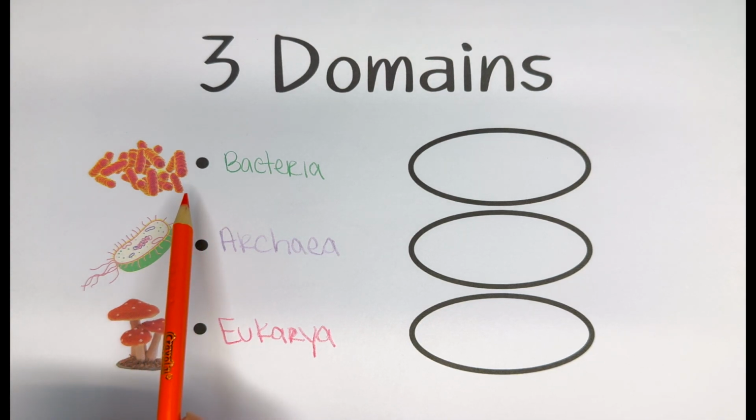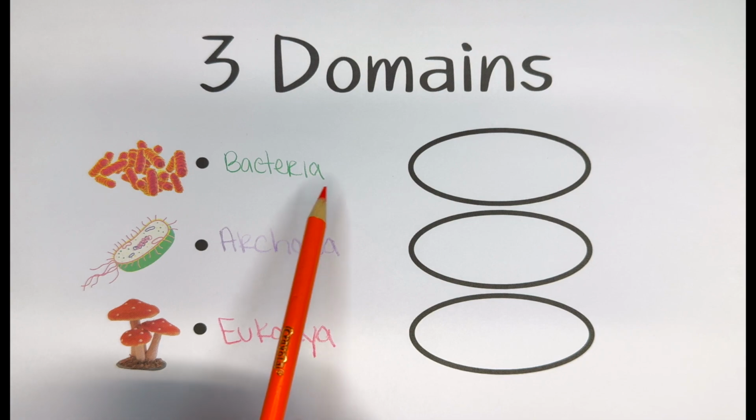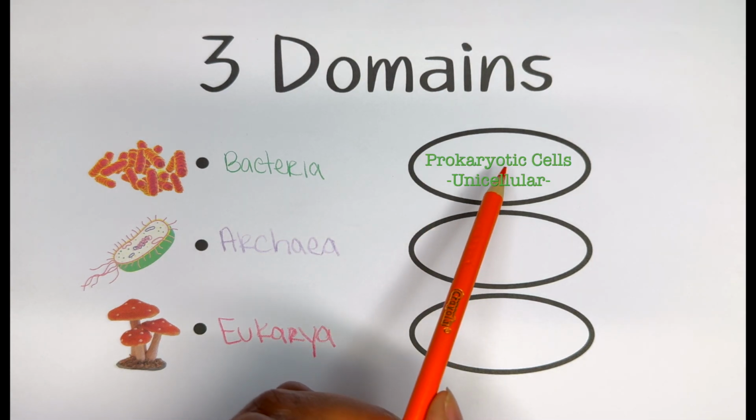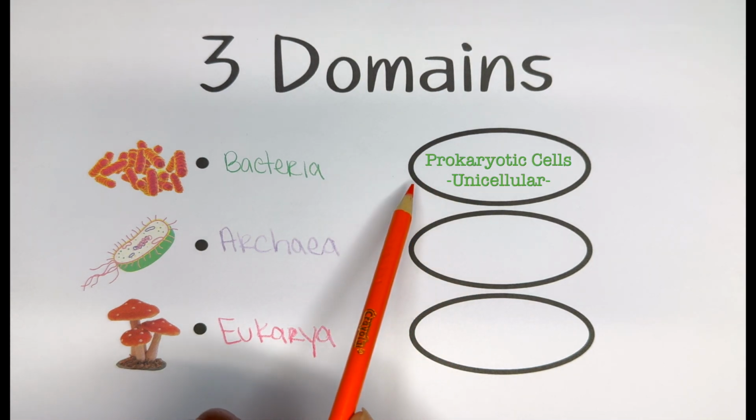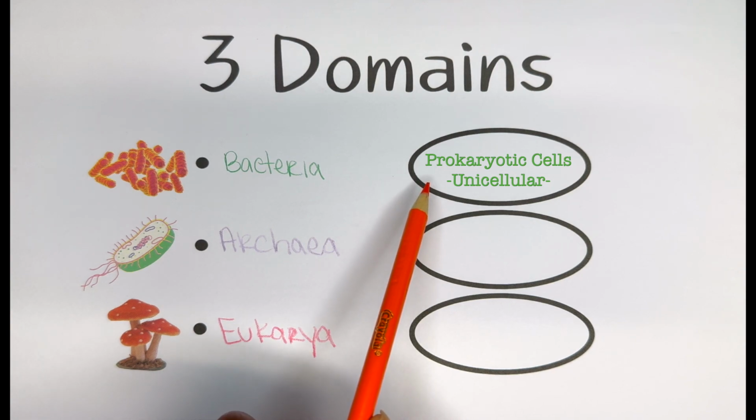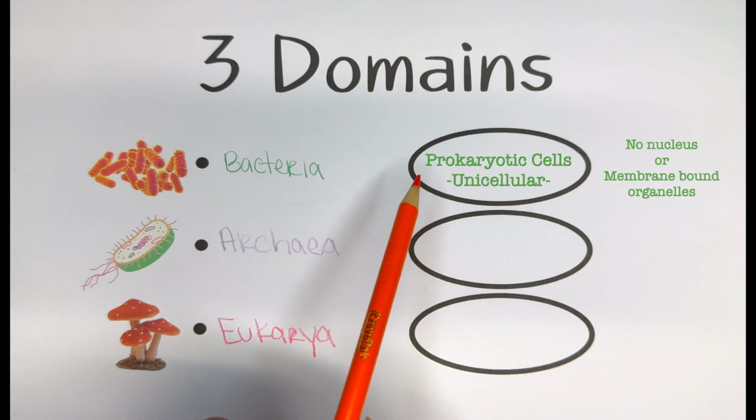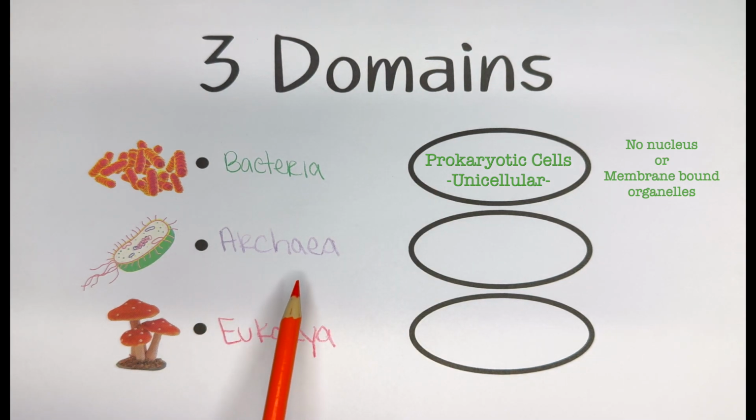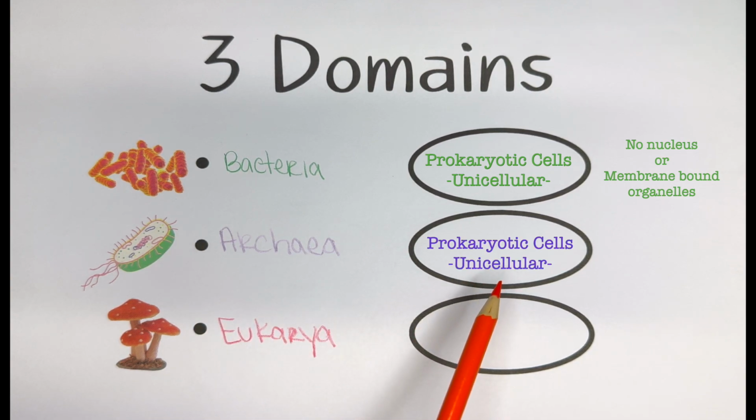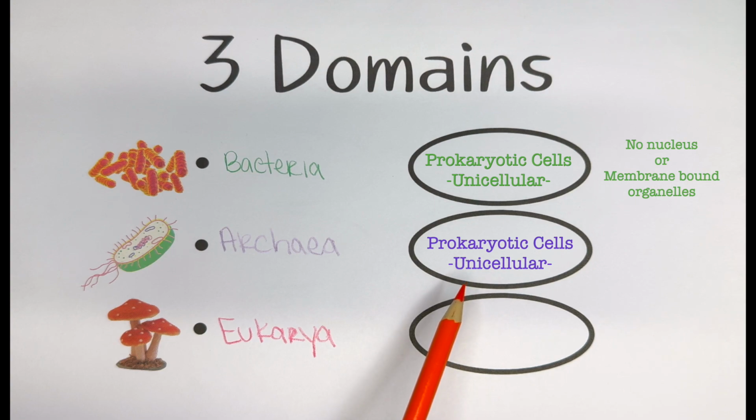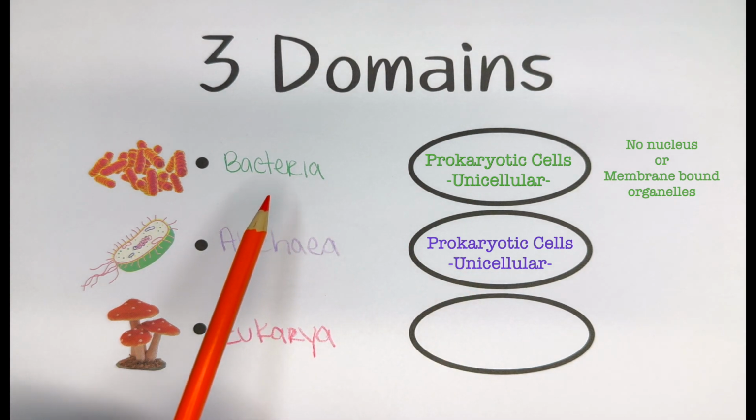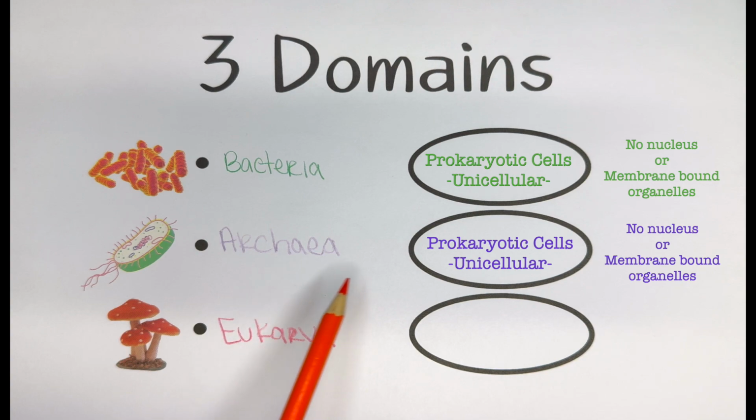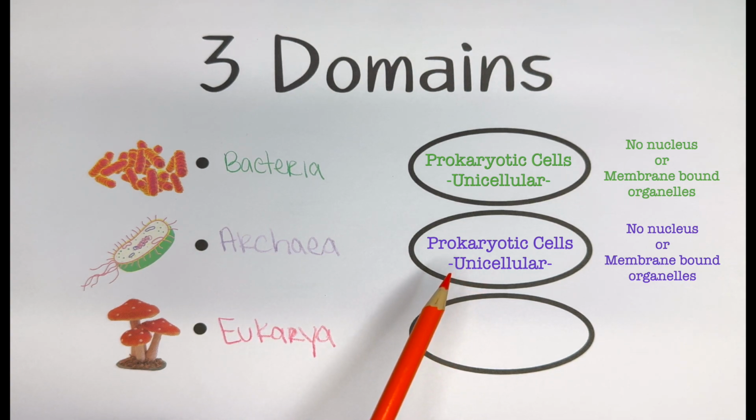When it comes to the domain bacteria, it's going to consist of prokaryotic cells that are unicellular. Prokaryotic cells do not have a nucleus and they do not have membrane-bound organelles. Next is the domain archaea. So when it comes to the domain archaea, it consists of prokaryotic cells that are unicellular. Just like the domain bacteria, the domain archaea is the same. Prokaryotic cells that are unicellular.